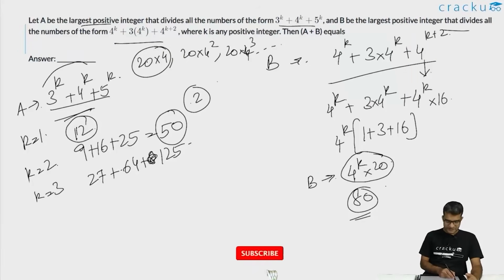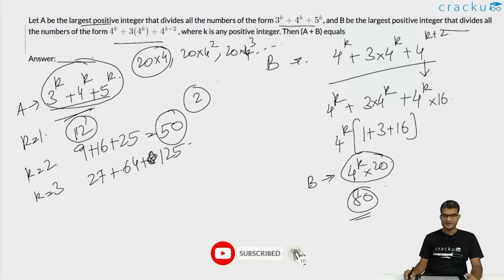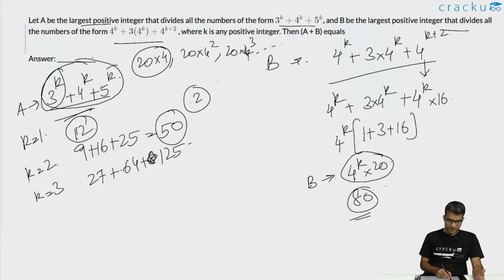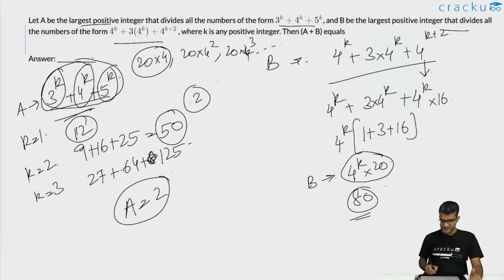And every number which is of the form 3 to the power k plus 4 to the power k plus 5 to the power k will be an even number, because 3 to the power k will be odd, 5 to the power k will be odd, so the sum of two odd numbers will be even. Add that to 4 to the power k, which will be even, so you are going to get an even number. So the HCF of all the numbers in this particular series will be equal to 2, or the value of A is equal to 2. So A plus B will be equal to 82. That will be the answer.